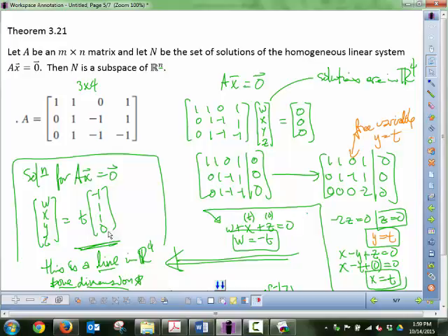So those 3 spaces associated with a matrix are going to be important for us. Okay? And then there's one more formula that's super important that we'll talk about on Monday that relates the dimensions of the null space, the row space, and the column space.